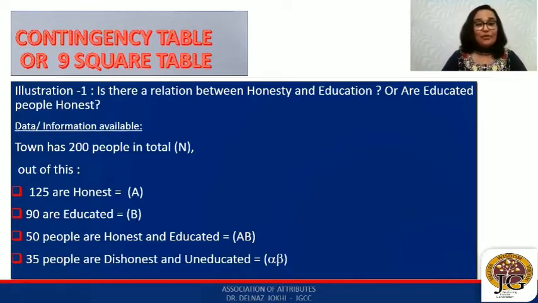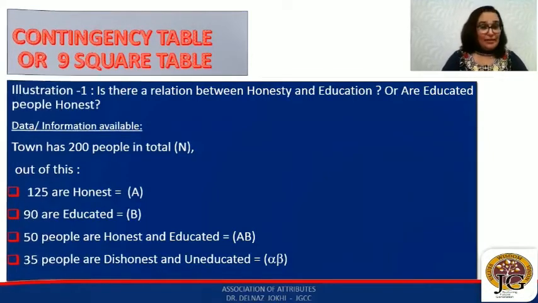See how important this chapter has become for you. Whenever you want to study the relationship between attributes, qualities like this, this chapter is very useful. All right. So in this, we are first learning what? The contingency table. What is its other name? 9 square table. Let me tell you why the contingency table is called a 9 square table.